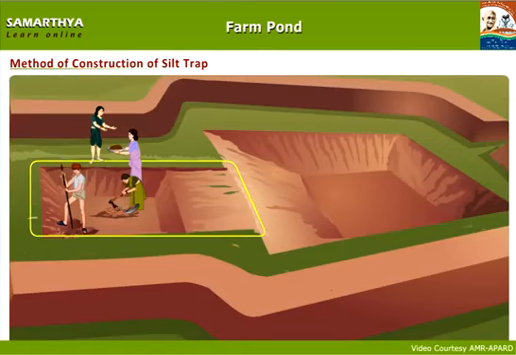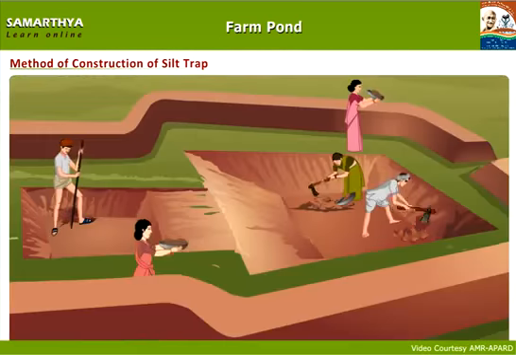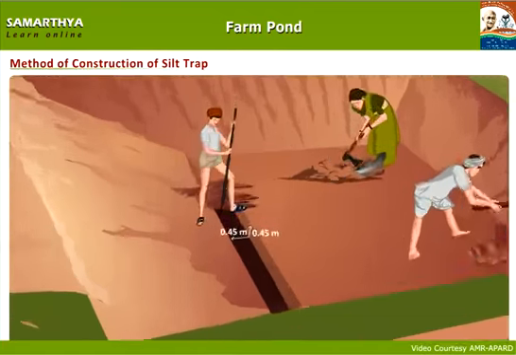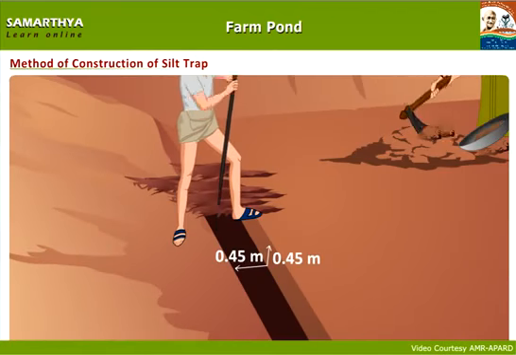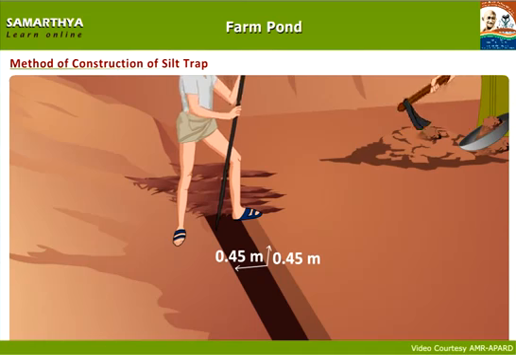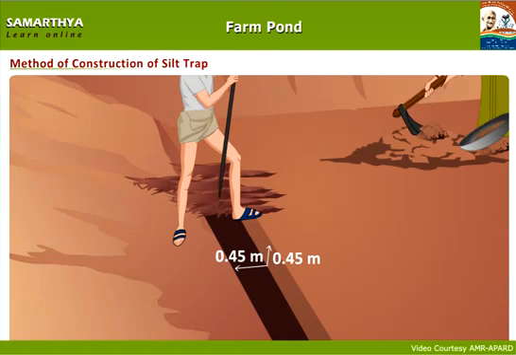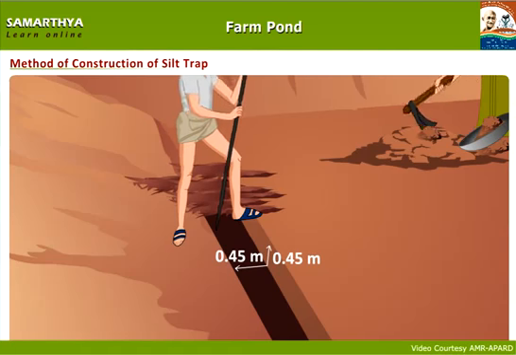The silt trap also has to be dug out with the prescribed measurements as mentioned above for the farm pound, and the dug-out soil should be poured on both sides. A trench for the toe wall of 1.5 feet into 1.5 feet, that is 0.45 meters into 0.45 meters, has to be dug out at the inlet side at the base of the pound.